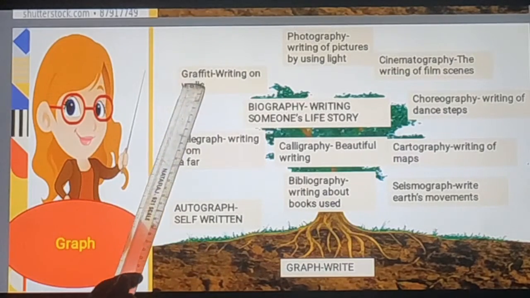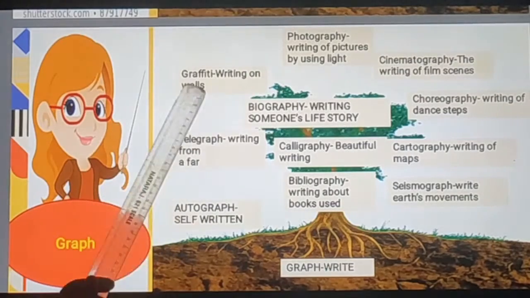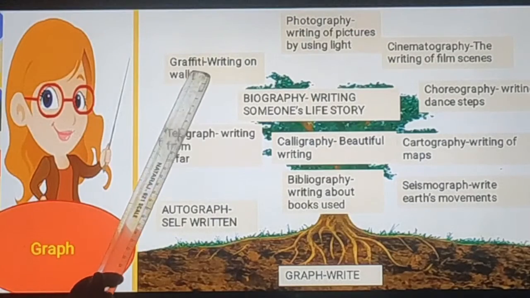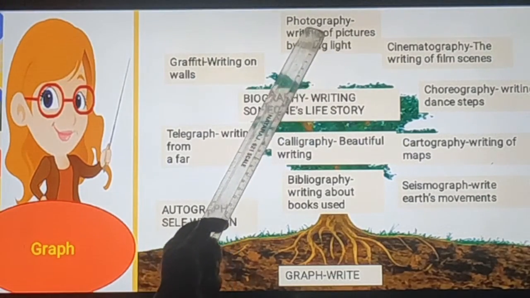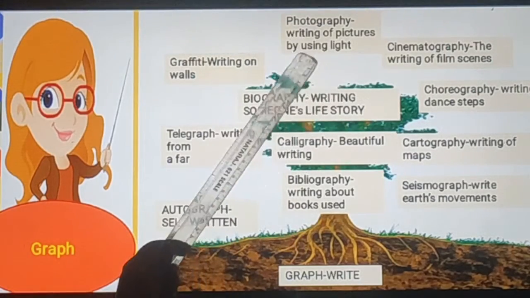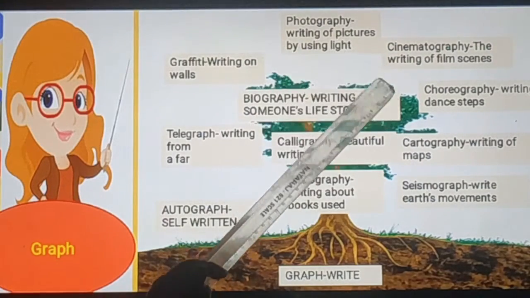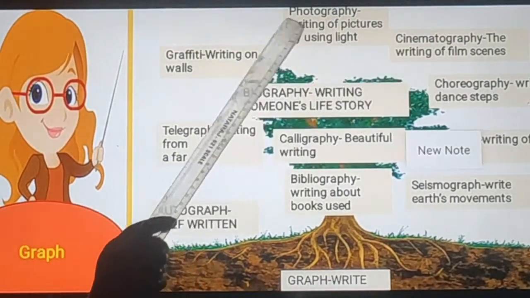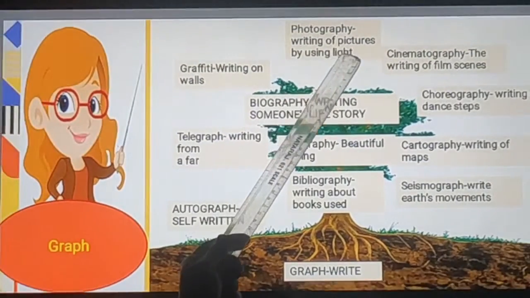And next one, graffiti. Graffiti means writing on walls. Graffiti means we have to call the meaning of writing on walls. And next one, photography. Actually you already know what photography is. Photography means writing of pictures by using light. This is a very easy word. Photography is writing of pictures by using light.